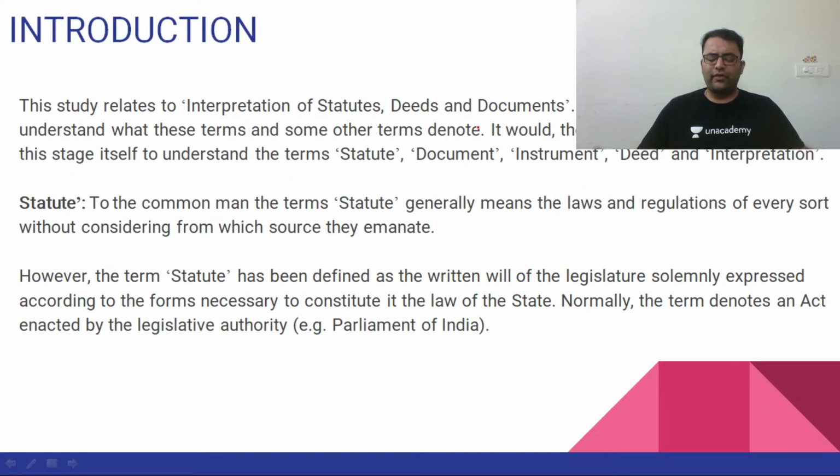Okay, so for a common man, statute means a law. So obviously, law needs to be interpreted. At the end of it, it is a language, right? And language is open to interpretation by different people. So what we'll discuss in interpretation of statutes is how the various statutes are to be interpreted.